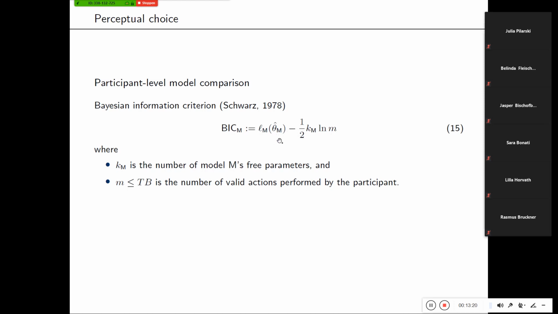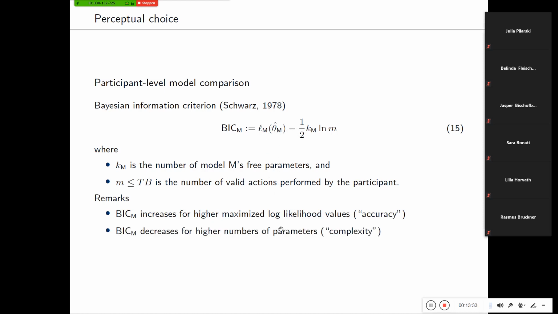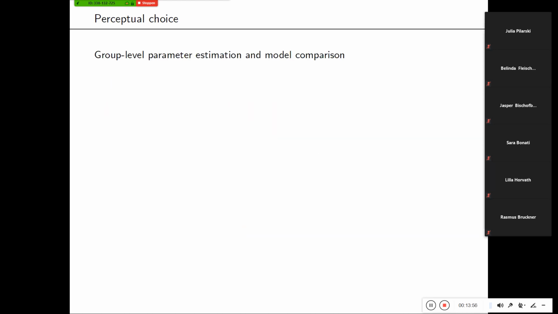So essentially, and this is the intuition here, if you have higher maximum log likelihood, you have better model fit, so you favor accuracy, but you punish more model parameters, so you punish the complexity of the model because you don't want to fit noise. That's the very basic intuition, and we follow that. Of course, there are many variants and things to discuss, but this is what we do here at the participant level.